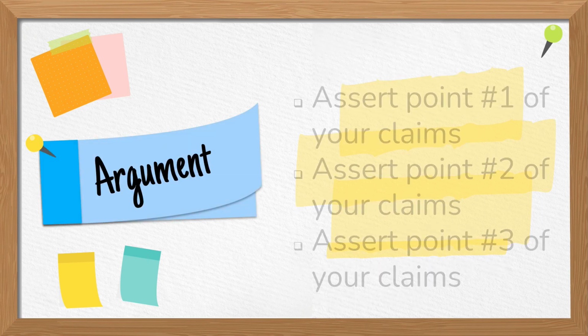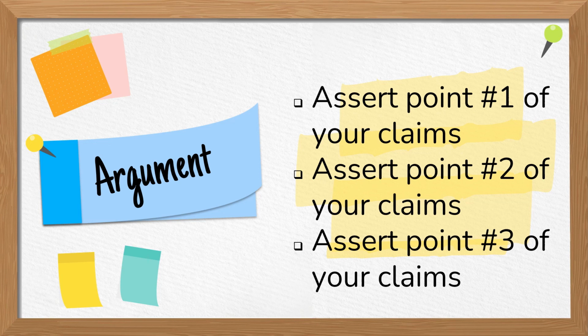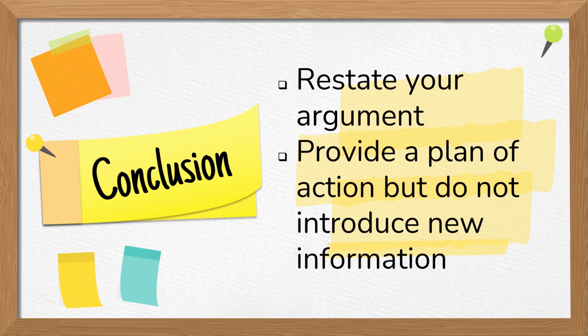In the argument part of your position paper, you may assert 3 or more points of your claim, wherein you can give your educated and informed opinion and provide support or proof using more than one source. The last part of the position paper is the conclusion. In this part, you may restate your argument, provide a plan of action, but do not introduce new information. The simplest and most basic conclusion is one that restates the thesis in different words and then discusses its implications.